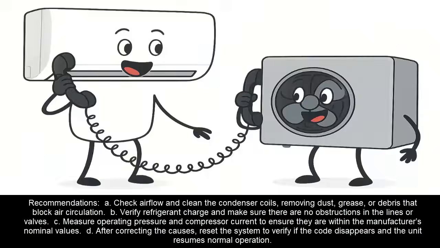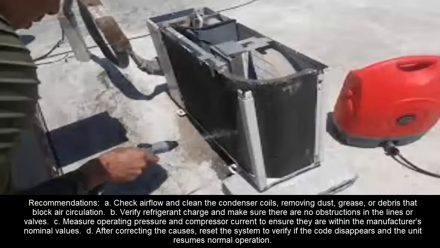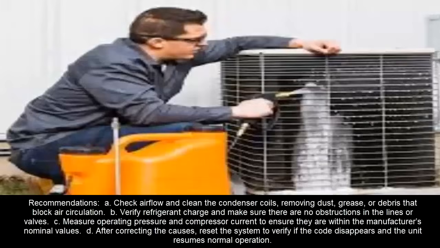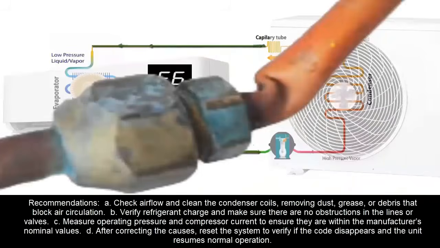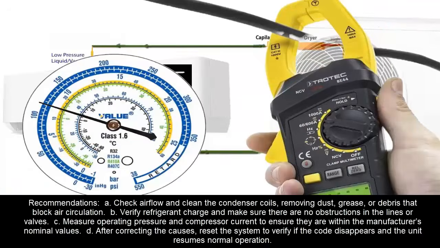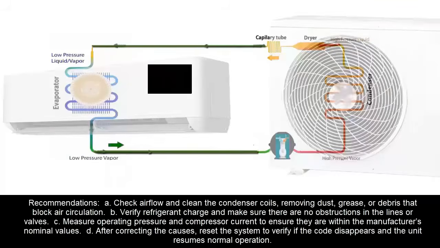Recommendations. A. Check airflow and clean the condenser coils, removing dust, grease, or debris that block air circulation. B. Verify refrigerant charge and make sure there are no obstructions in the lines or valves. C. Measure operating pressure and compressor current to ensure they are within the manufacturer's nominal values. D. After correcting the causes, reset the system to verify if the code disappears and the unit resumes normal operation.